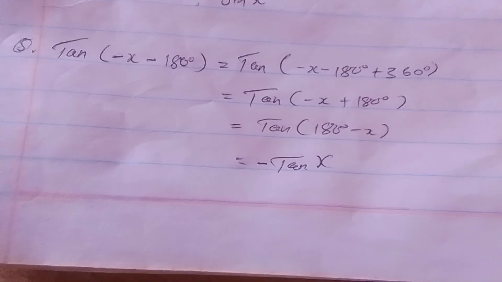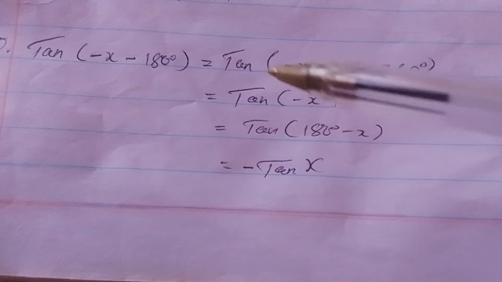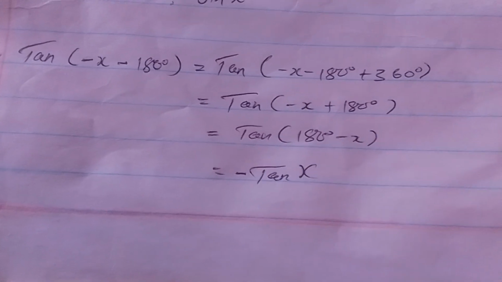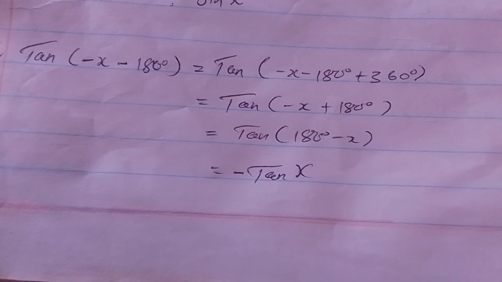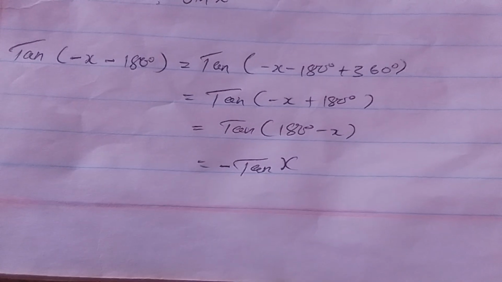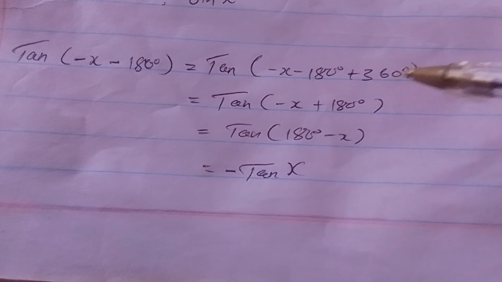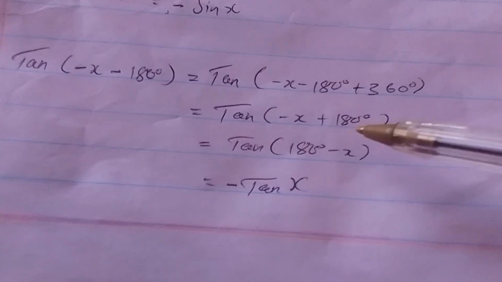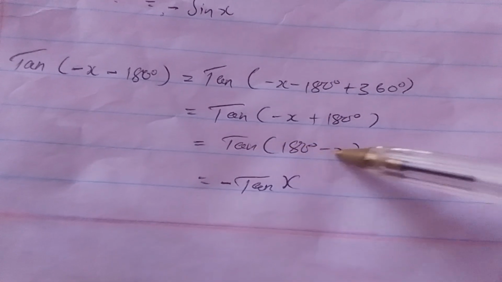So okay, let's go to this one. You have tan of negative x minus 180. We said we either add or subtract. So 180 is less than 360, so you can add 360. So you have tan of negative x plus 180, because minus 180 plus 360 gives you a positive number, 180 degrees. You always take the sign of the bigger number. So it's tan of 180. These ones are swappable.